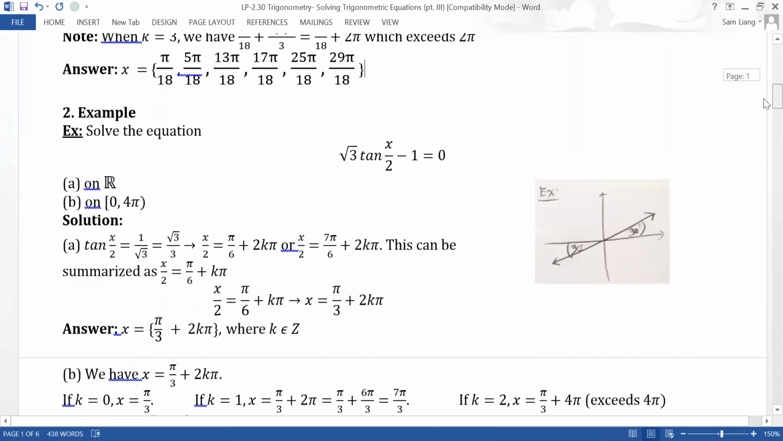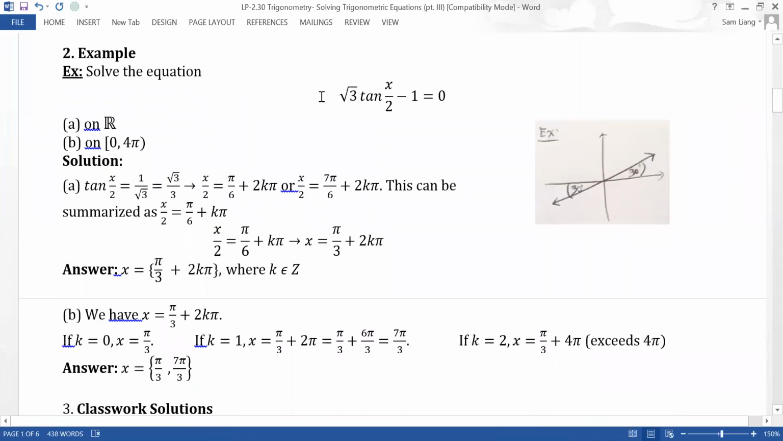All right, for this one, we have: solve the equation square root of 3 tan of x over 2 minus 1 equals 0. First, we're going to solve over R, and then in part B, we're going to solve from 0 to 4 pi. Note that the interval in part B is different from the do now. In the do now, we have 0 to 2 pi. Here we have 0 to 4 pi, which is a little different, but it's not more complicated. It's just something we have to watch out for.